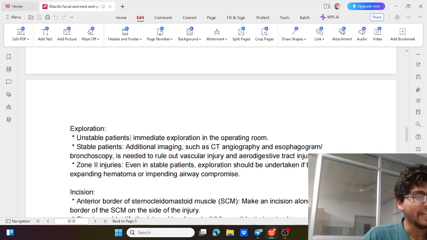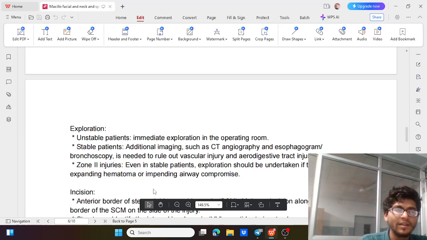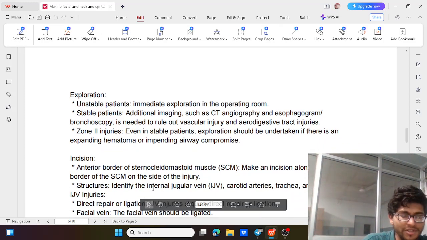Then exploration should be immediate in case of an unstable patient. If there is bleeding and BP is not okay, then take the patient immediately for operation. In case of a stable patient, we can do some imaging, esophagogram, bronchoscopy and all that to rule out details of the injury, like the vascular injury, aerodigestive tract, like trachea, bronchus, or even esophagus. And then in zone 2, even in a stable patient, exploration should be undertaken. When should we do that? When there is an expanding hematoma, enlarging hematoma, or we are suspecting airway compromise due to injury. In these two cases, we have to go for exploration.